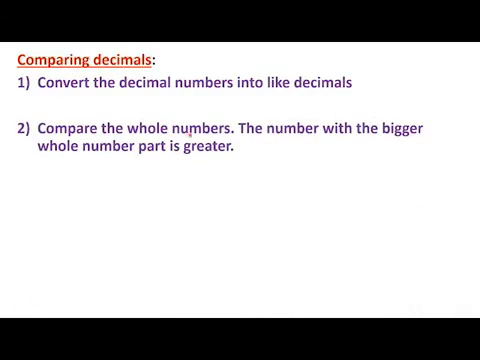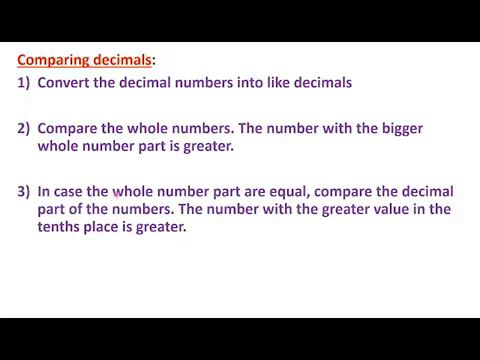Now compare the whole number, and the number with the bigger whole number part is the greater number. So that means after converting into like decimals, we have to compare the whole number part of the decimal number. Whichever whole number is bigger, that decimal number is the greater number. Or in case the whole number parts are equal, compare the decimal part of the numbers, and the number with a greater value in the tenths place is greater.